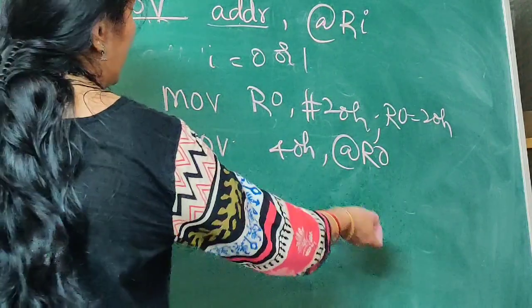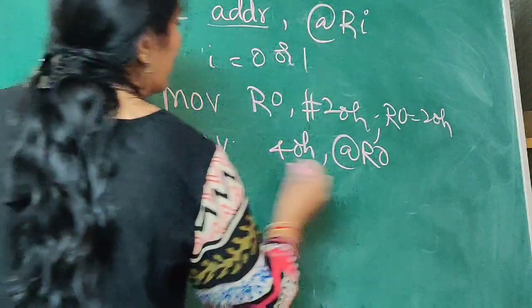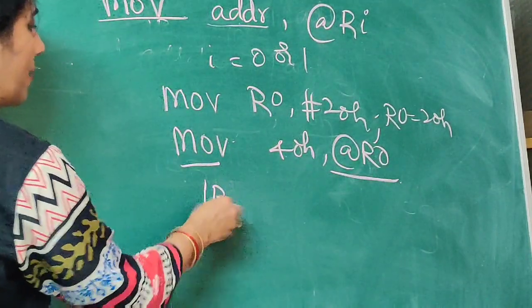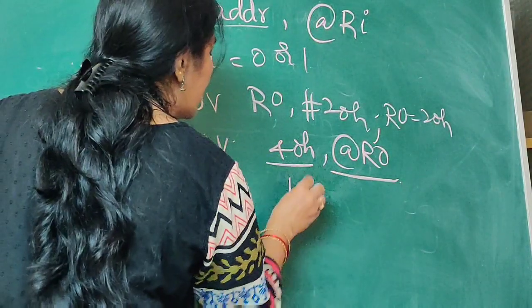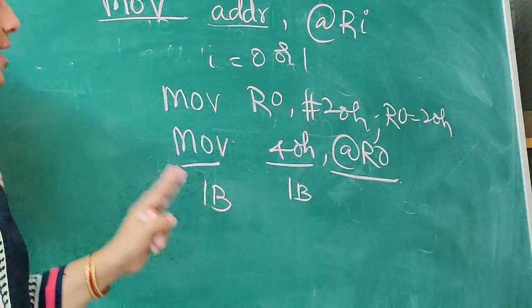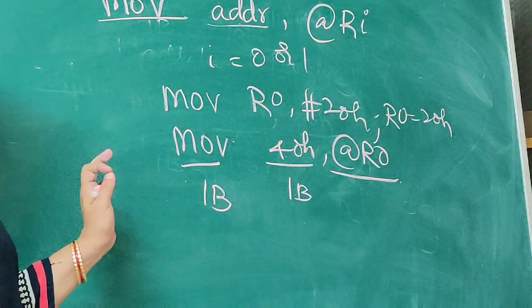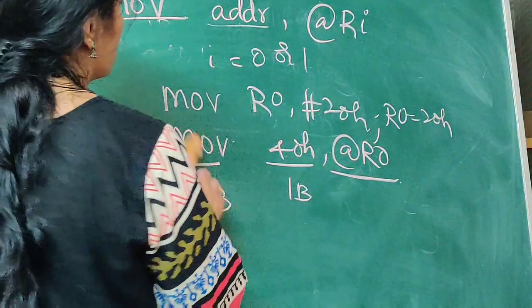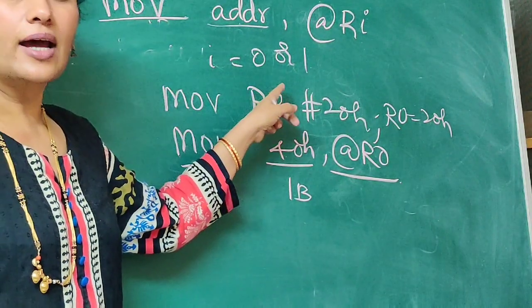So what is the meaning, what is the length of the instruction? See, the opcode is going to take 1 byte and the destination address is going to take 1 byte. So the length of the instruction is going to be 2 bytes. None of the flags are going to get affected. So this is going to be the meaning of move address comma at ri.